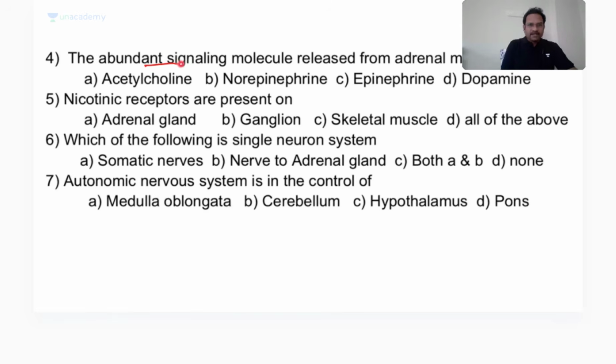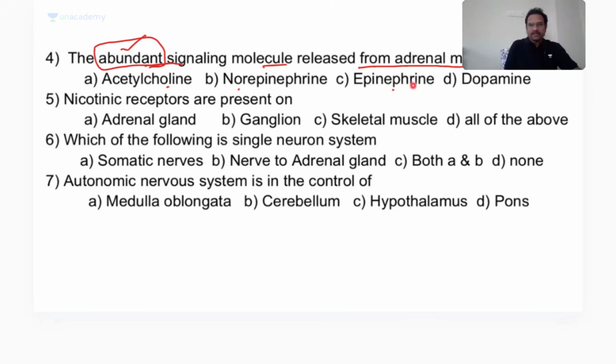Now, see, the abundant signaling molecule released from the adrenal medulla is. See, you have the adrenal gland on the top of the kidney. It is called the adrenal gland. Now, the question asks about the abundant signaling molecule. Understand these words. Abundant means highest amount.